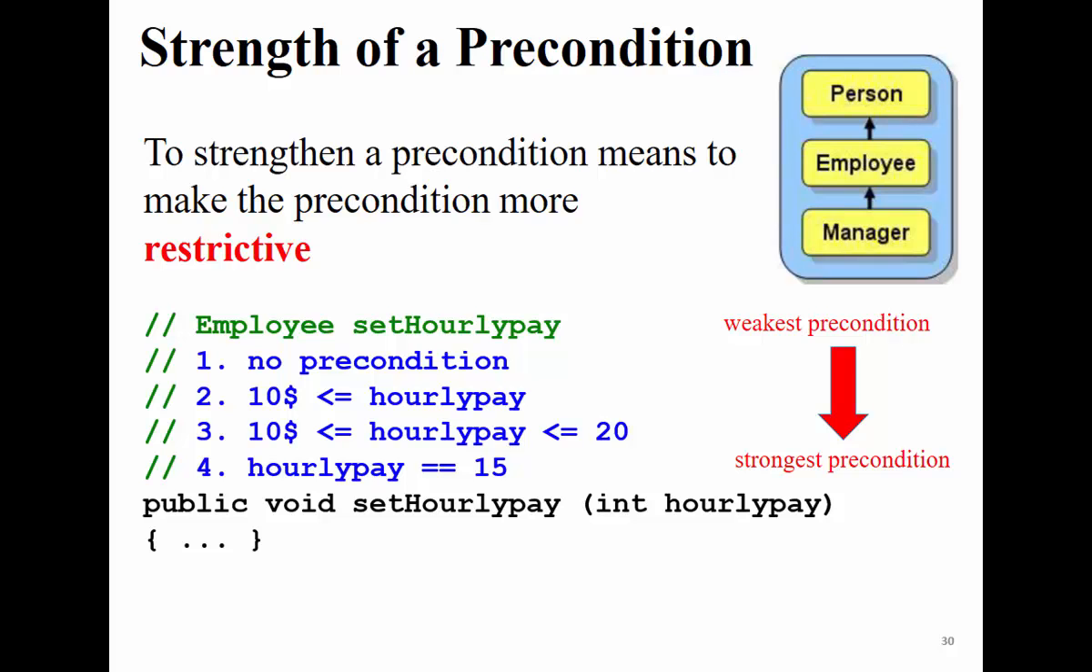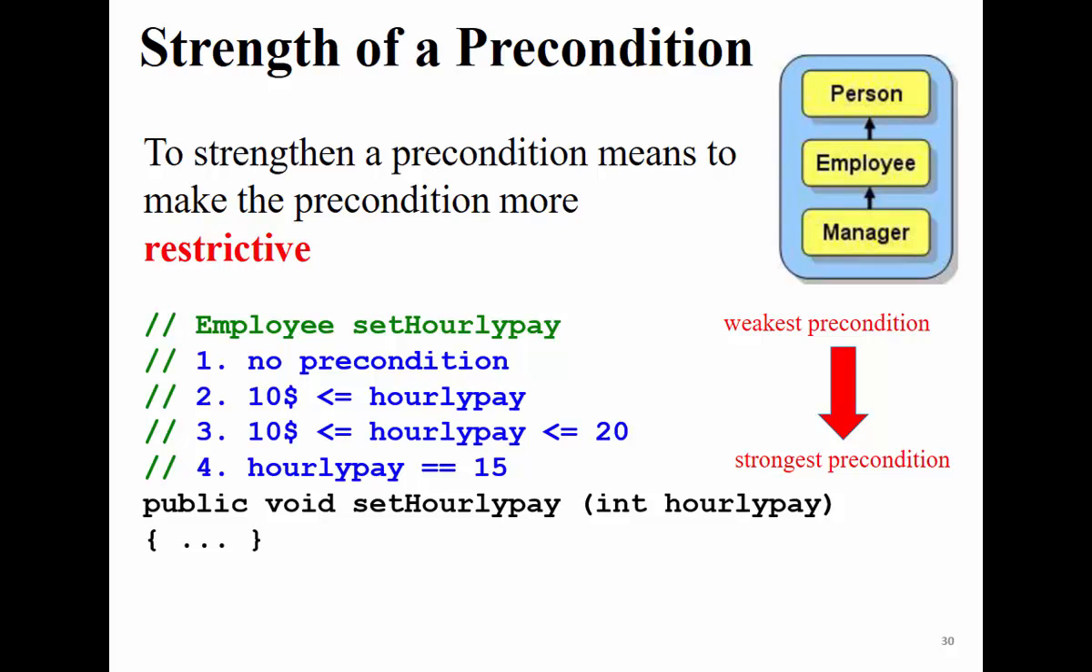So if you try to assign $5 per hour, rejected. If you try to assign negative, rejected. But you have to assign any number that is greater than or equal to 10. You can have a more restricted constraint. You say greater than or equal to 10 and less than 20. So it's a little bit stronger.